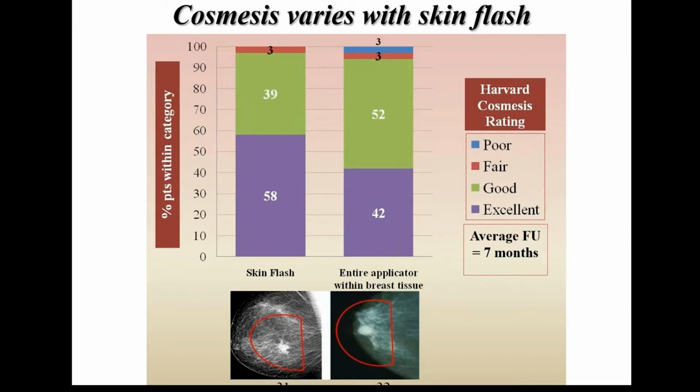So these are the data from the user base showing, next slide, that when there is a skin flash, which is subareolar location, actually the cosmetic outcome tends to be better than if we're seeing deeper applications of the system. Next slide. Next example is a deep clip on the chest wall.